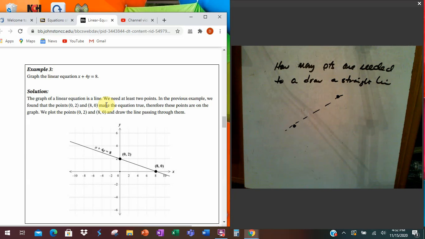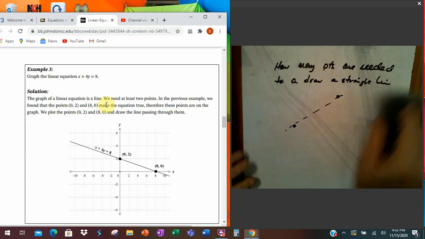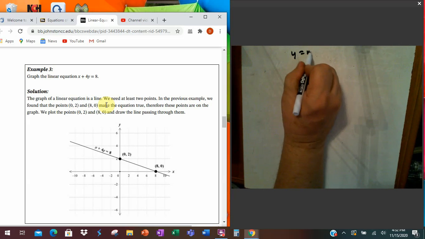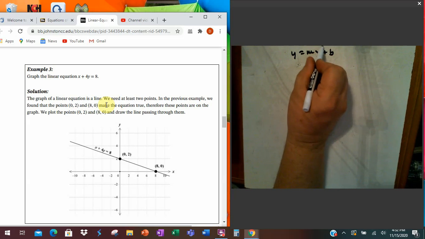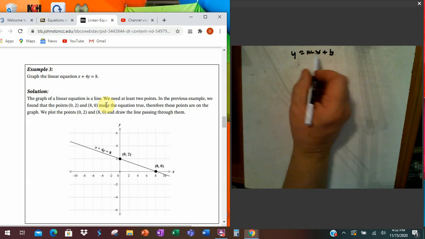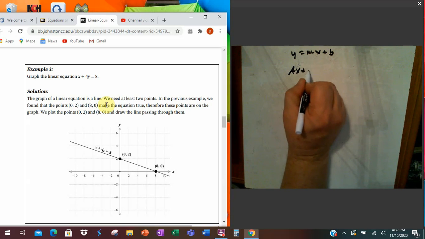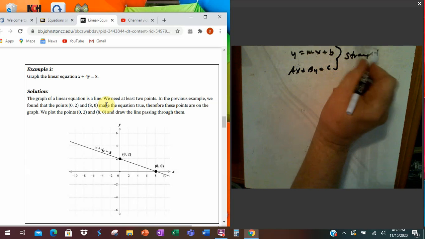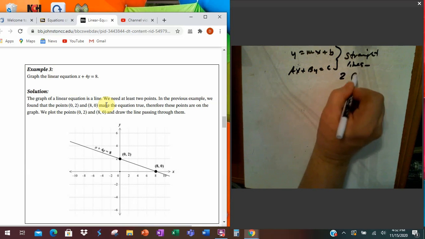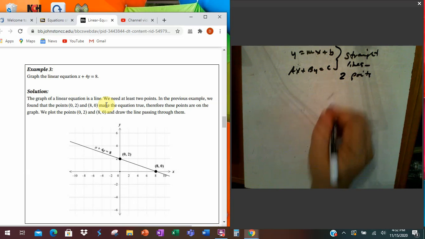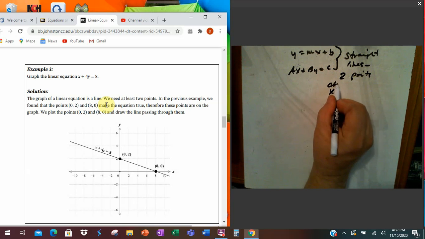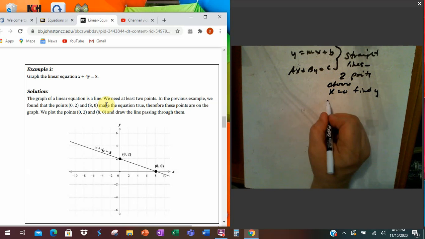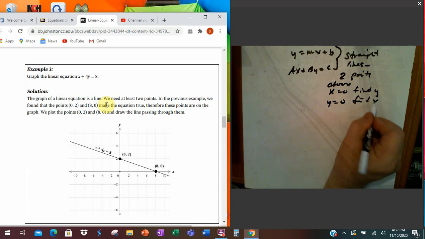I'm going to use that particular fact to draw any straight line that looks like y is equal to mx plus b, where there can't be a 2, 3, or 4 up here as an exponent, or ax plus by is equal to c. Both of these are straight lines. All I need is 2 points. I would choose x equal to 0 and find y, then choose y equal to 0 and find x.